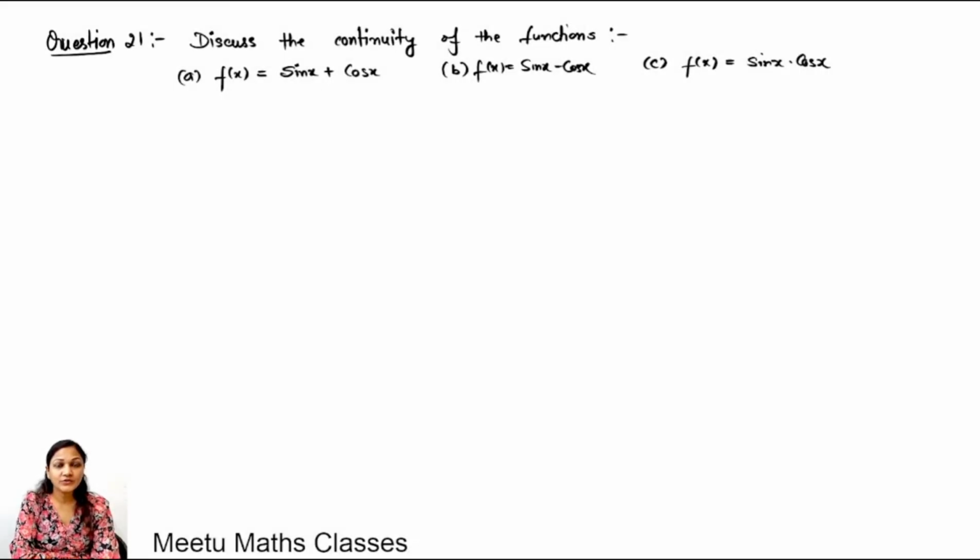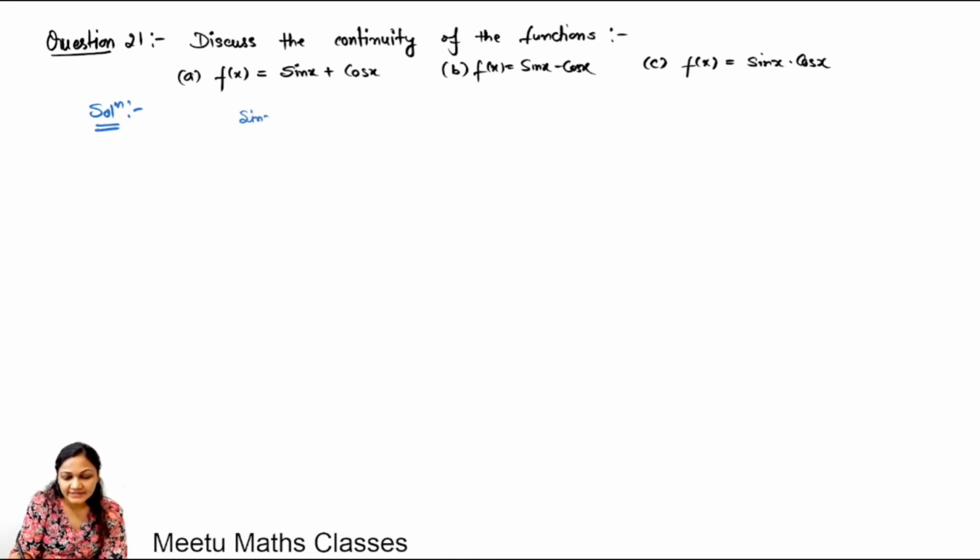Now question number 21 is: discuss the continuity of these functions. Your first function is sin x plus cos x, the second function is sin x minus cos x, and the third function is sin x into cos x. We know that all three functions are the addition, subtraction or multiplication of two functions, sin x and cos x. So first of all, we are going to consider the continuity of sin x and cos x.